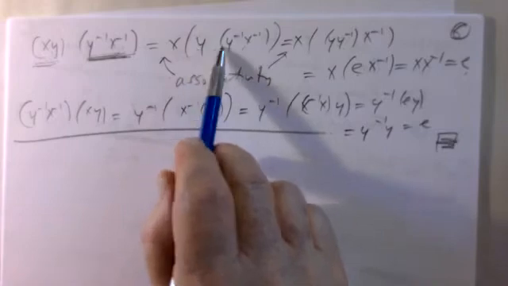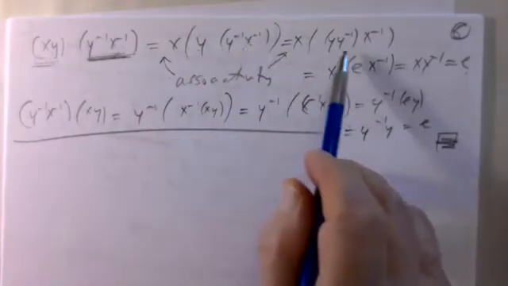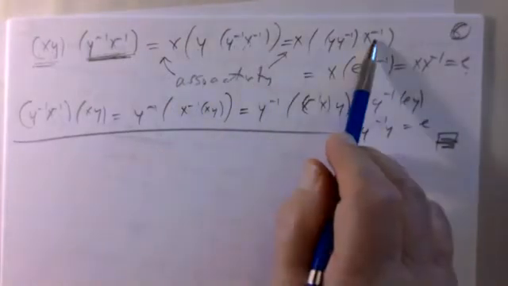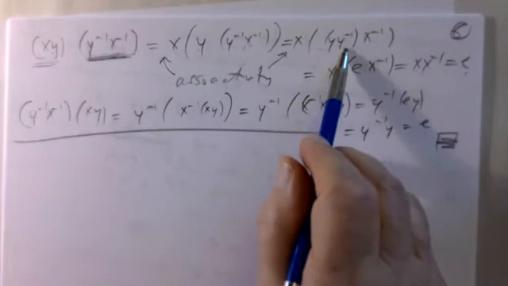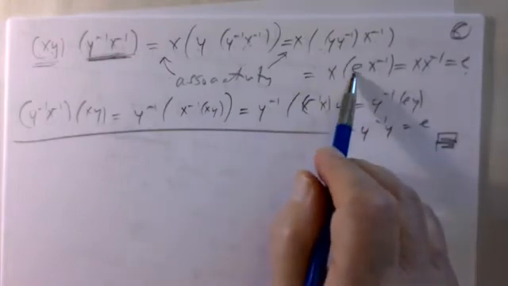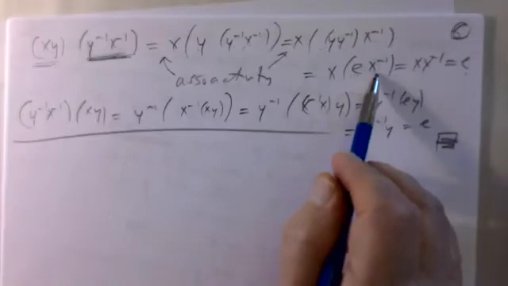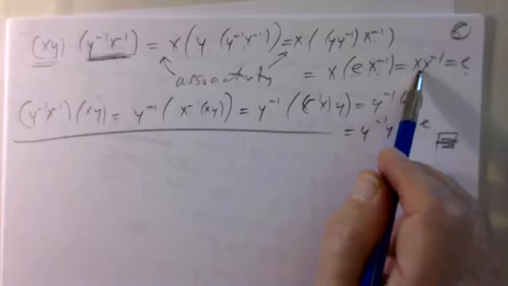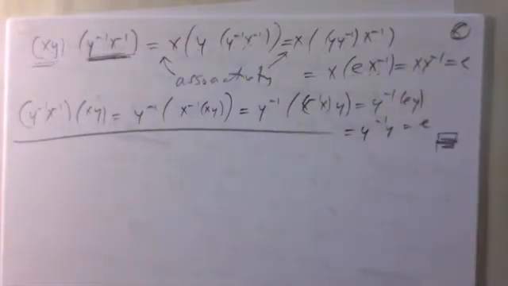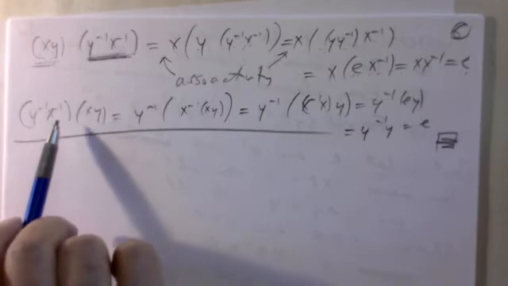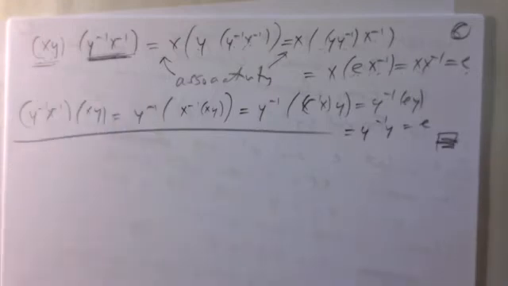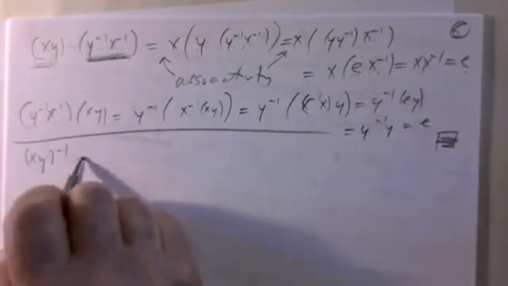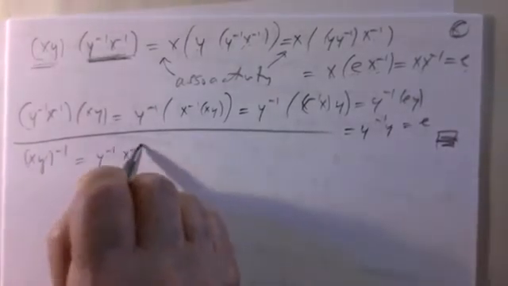And here I have this times a product. Again, by associativity, I can parenthesize it like this: y times y inverse times x inverse. But y y inverse is the identity. So I get x times e times x inverse. e times anything is the anything, so this is just x inverse. x x inverse is the identity. And the same argument works if I do the multiplication in the opposite order. So what I proved is that the inverse of the element xy is y inverse times x inverse.